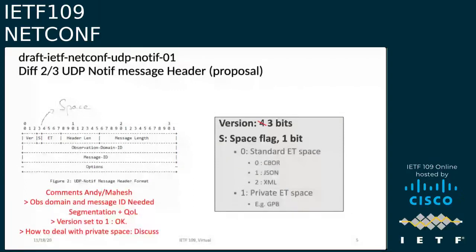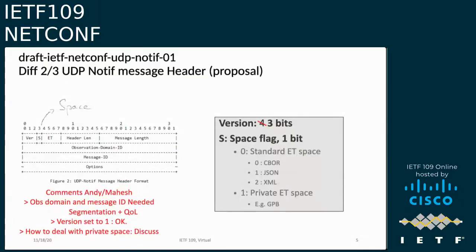All right. Andy? Hi. I would prefer to take that S-bit out and put GPB back in the standard enumeration. I think that's an easier problem to solve than all the complexity being added to discover proprietary encodings and everything. I agree with you completely.